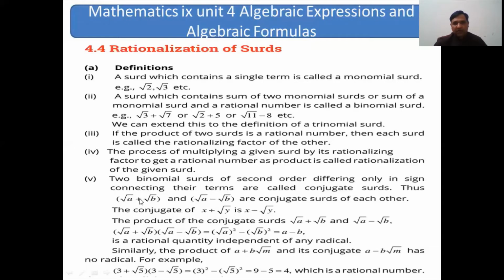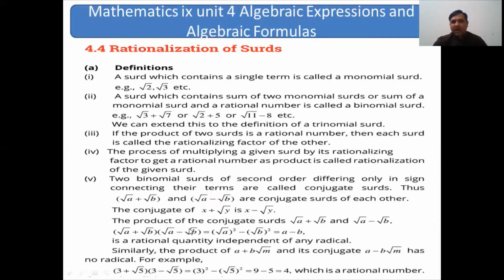So the square root of a plus the square root of b is the conjugate of the square root of a minus the square root of b. Similarly, the square root of a minus the square root of b is the conjugate of the square root of a plus the square root of b. You just have to change the connecting sign between the two surds, and you can find the conjugate. Similarly, the conjugate of x plus the square root of y is x minus the square root of y.